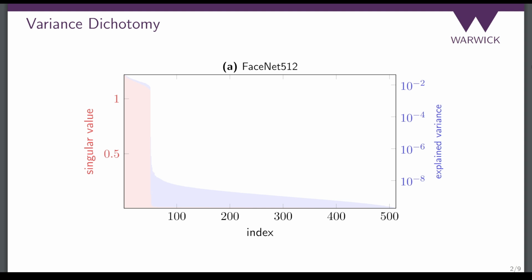Interestingly, this variance pattern reflects a similar drop in the singular values of the weight matrix used in the network's final linear layer, suggesting that the dichotomy in explained variances is in large part driven by the corresponding dichotomy in singular values.